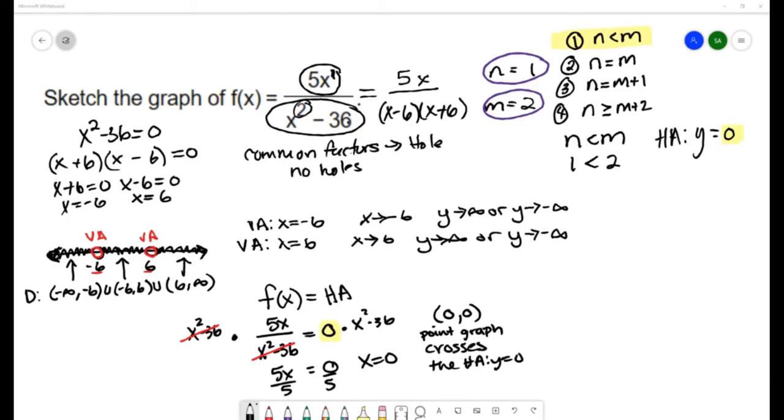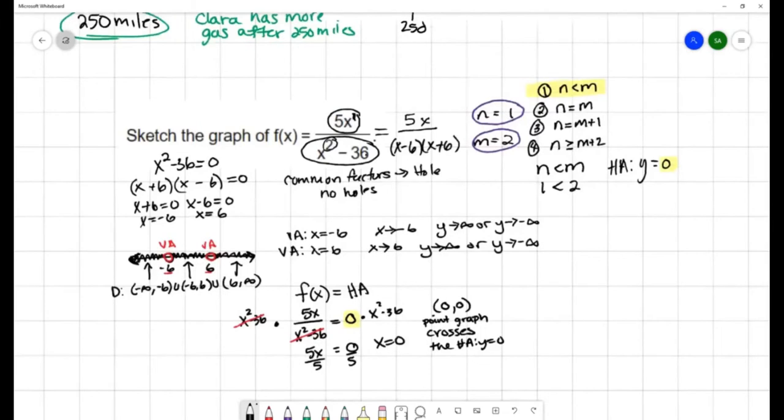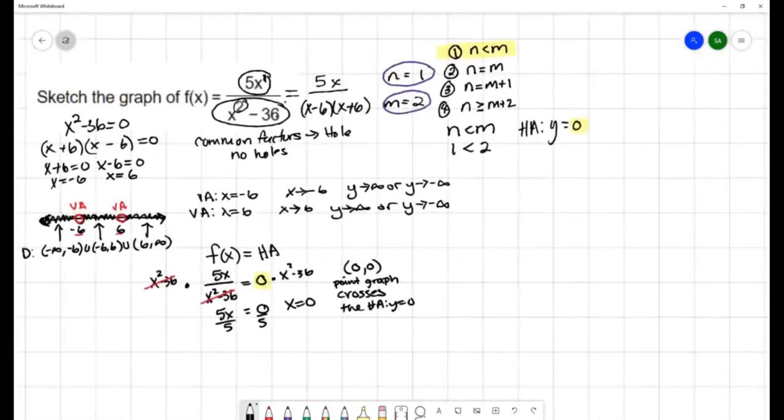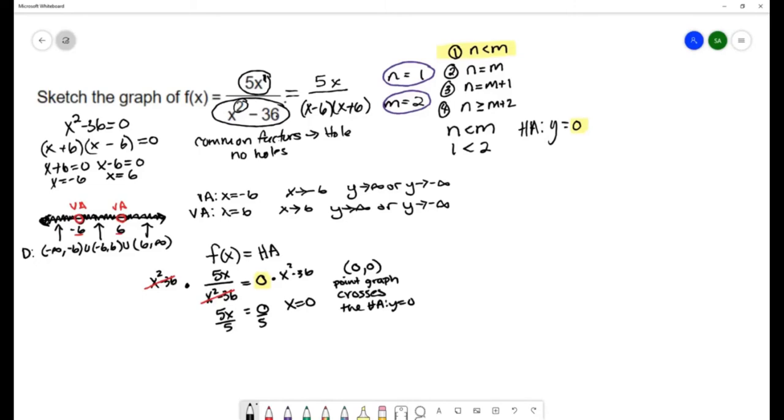The next thing we're interested in is if this function has any intercepts. So we're going to look for x and y intercepts. We look for a y-intercept by letting x equal 0. We're going to substitute a 0 into our function. That would give 5 times 0 over 0 squared minus 36. That's 0 over negative 36, which is 0. So the ordered pair 0, 0 is a y-intercept.